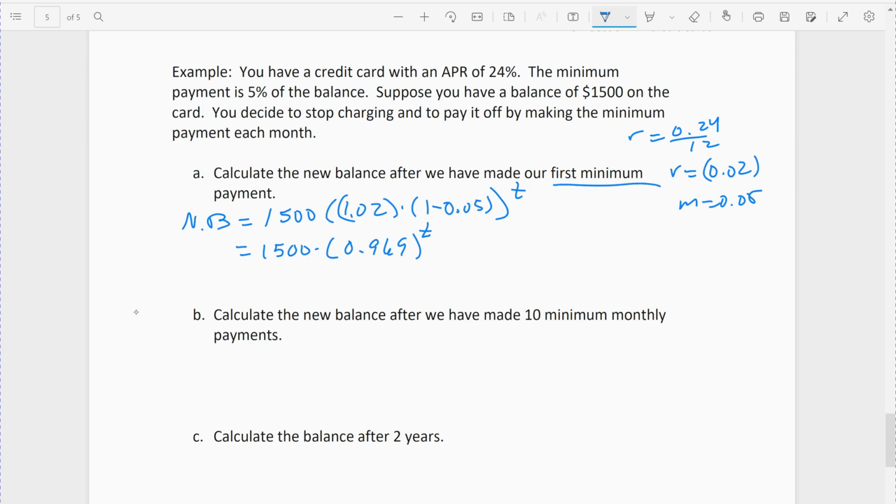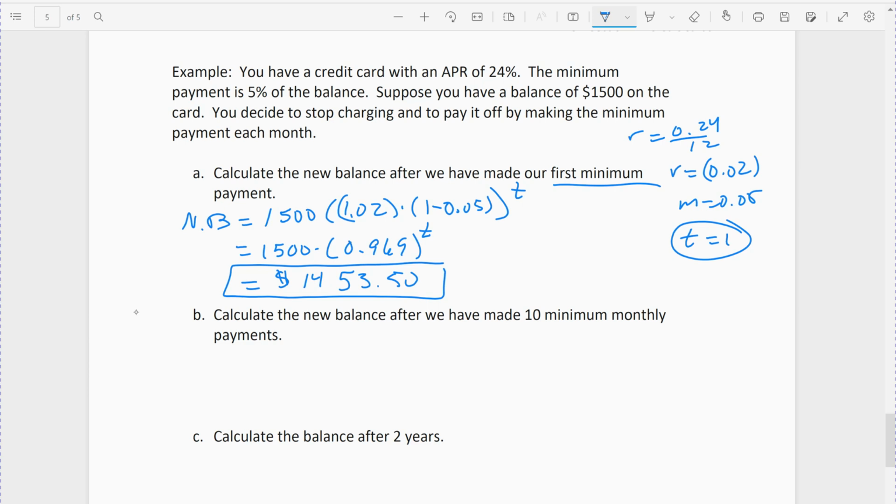All right. So the first minimum payment, calculate the new balance after we've made our first. So T is just 1 in that case. So you take your 1,500 times that 0.969. So it means you've paid off 5% and you've left the rest plus interest. So you've got your 1,500 times your 0.969 comes out to be, you still owe $1,453.50 after the end of the first month.